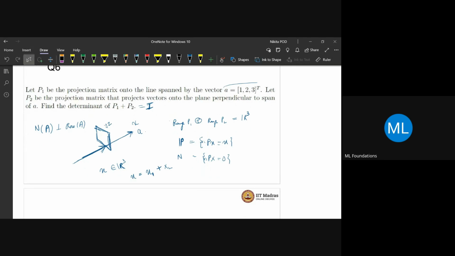Okay, so till there, it's fine. Now, what I'm saying is, let's take any vector X in R3, okay? So you should be able to write this vector as a sum of something in P1 and something in P2. P1 plus P2 will be 100, 010, 001, something like that, ma'am. So here X1 belongs to the range of P1, and X2 belongs to the range of P2. So you can write X1 as P1 X1 and X2 as P2 X2.